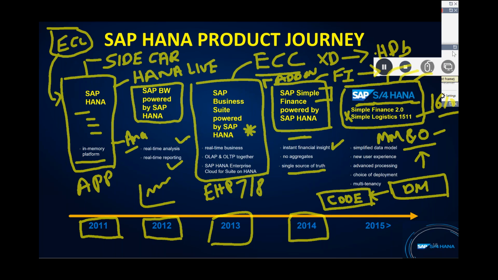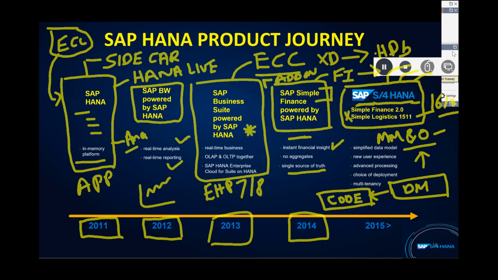Okay, we have one question from Ranganath. With ECC Enhancement Pack 7 and 8 on SAP HANA database, will it enhance the performance of ECC? Did any company implement this model? Yes, there are many companies who have implemented this model.